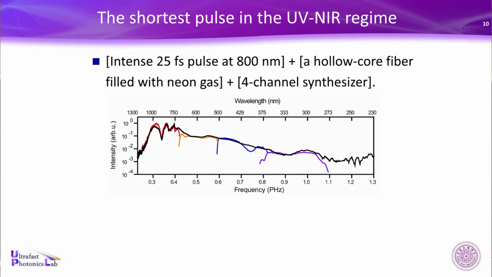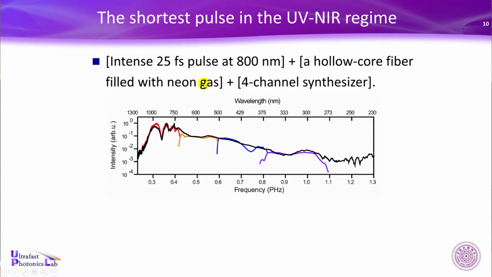Okay, so next, the shortest pulse ever generated by human being in the UV to near infrared regime. I think I updated this slide based on the latest research publication. Starting with a very intense 25 femtosecond pulse at 800 nanometers. Basically, it's a titanium sapphire laser. You can purchase a laser source if you are rich.